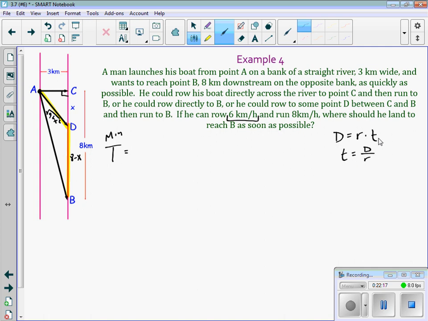So this is kind of the key to the problem here. Let's say we're trying to find the time that he was rowing. What is the distance? Look at the picture. What's the distance that he rowed? This part here, isn't it? That's the distance he rowed. It was the square root of 9 plus x squared. Okay, so that's going to go in the distance spot here.